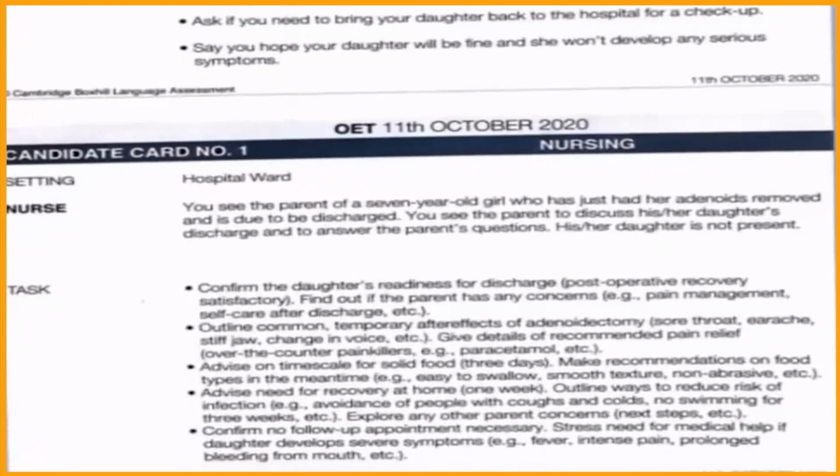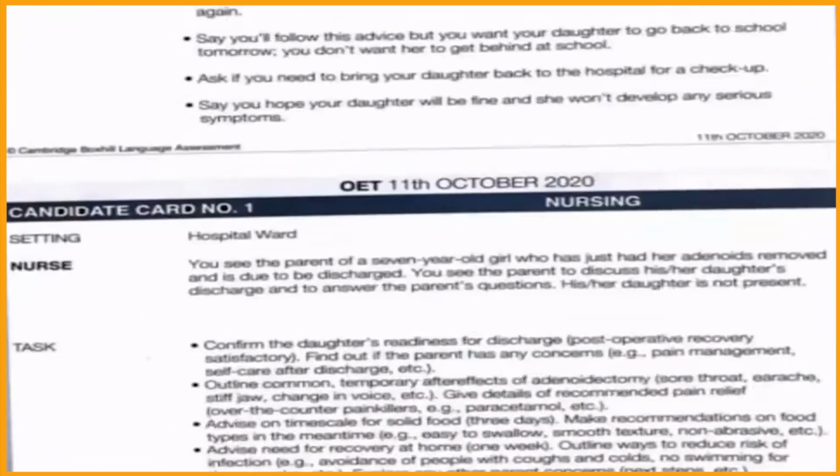Do you have any other concerns regarding your daughter's management? Yeah, actually, I need to know when I should bring back my daughter to the hospital for a checkup.